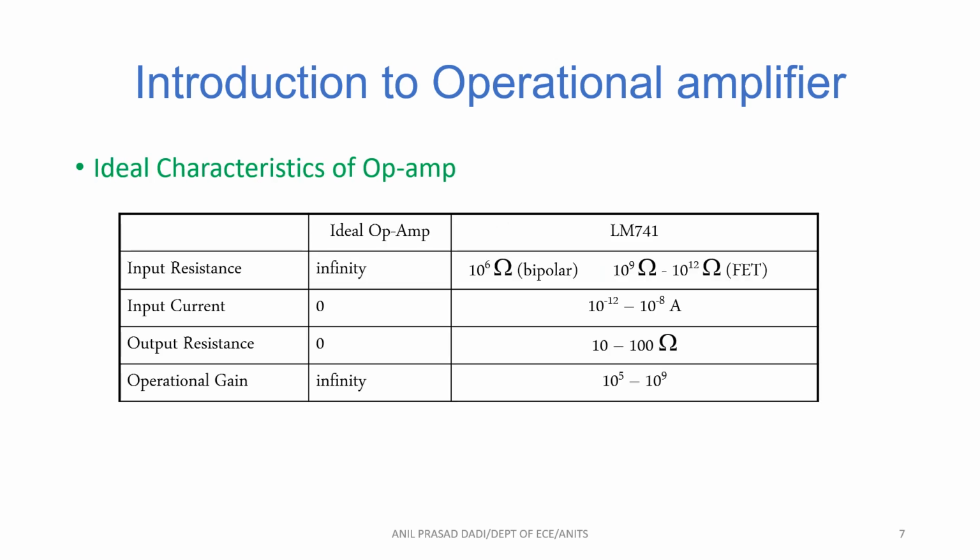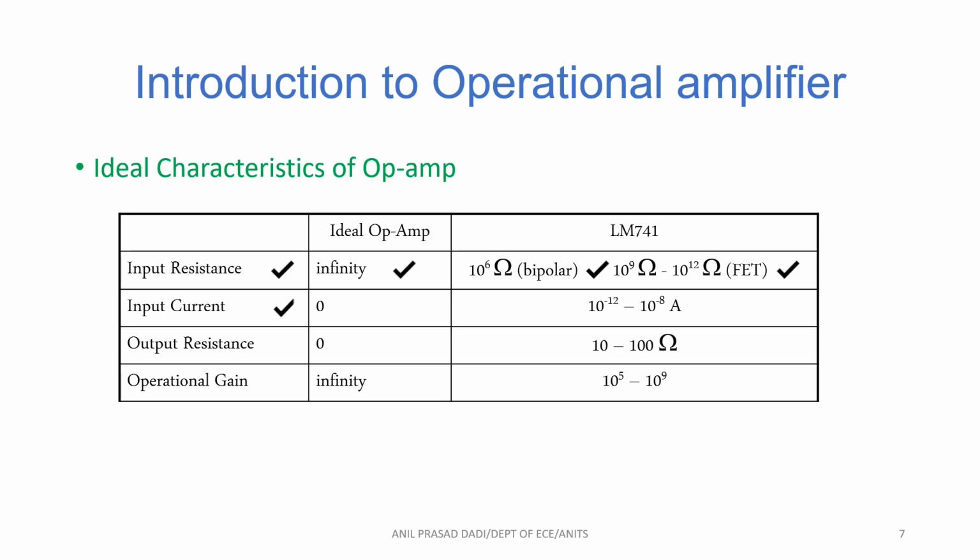Let us consider the ideal characteristics of the operational amplifier. In addition to the ideal op-amp, we have considered a general purpose operational amplifier, the LM741 op-amp. Input resistance: ideally, its value is infinity, and in the case of LM741, if it is made out of bipolar transistors, its value is 10 power 6 ohms, and if it is made out of field effect transistors, its value is 10 power 9 to 10 power 12 ohms.